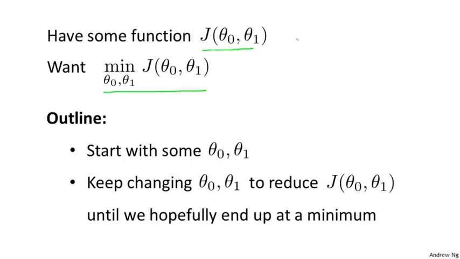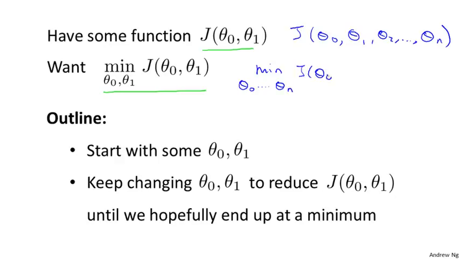theta 1. Just as an aside, it turns out that gradient descent actually applies to more general functions. So imagine you have a function J of theta 0, theta 1, theta 2, up to, say, some theta n, and you want to minimize over theta 0 up to theta n of this J of theta 0 up to theta n. It turns out gradient descent is an algorithm for solving this more general problem, but for the sake of brevity, for the sake of succinctness of notation, I'm just going to pretend I have only two parameters throughout the rest of this video.